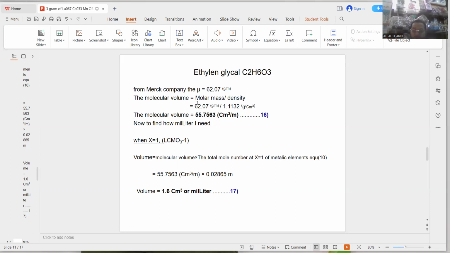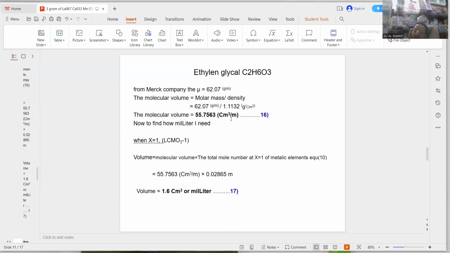The molecular volume equals molar mass divided by density. Molar mass, I have it from Merck company. Density of the ethyl angelical equals 1.1132 grams divided by centimeter cubed, sorry. By that, the molecular volume of ethyl angelical equals 55.7563 centimeter cubed divided by 50.